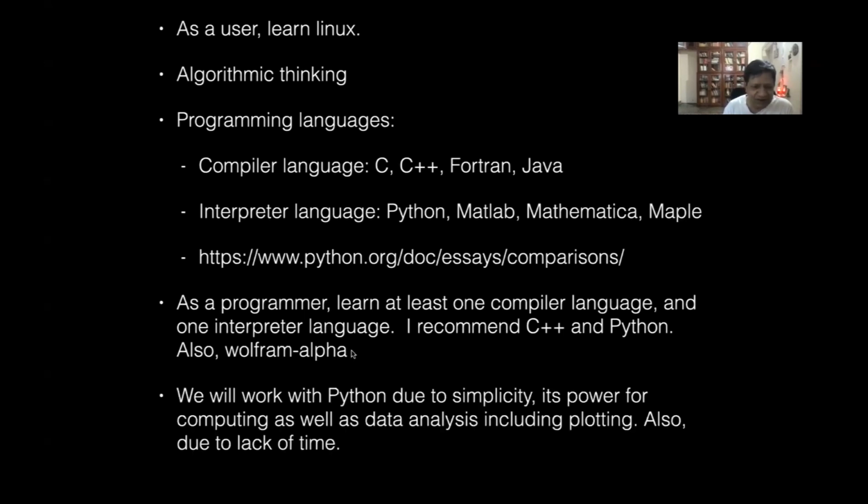Now there's something called Wolfram Alpha, by Wolfram, who wrote Mathematica. Wolfram Alpha is free. It's a web interface. You can do quite a few things on the Wolfram Alpha platform. It's supposed to be natural language processing. So I can say integral of x squared, and it will give you x cubed by 3. So it can do quite a few things on the fly.